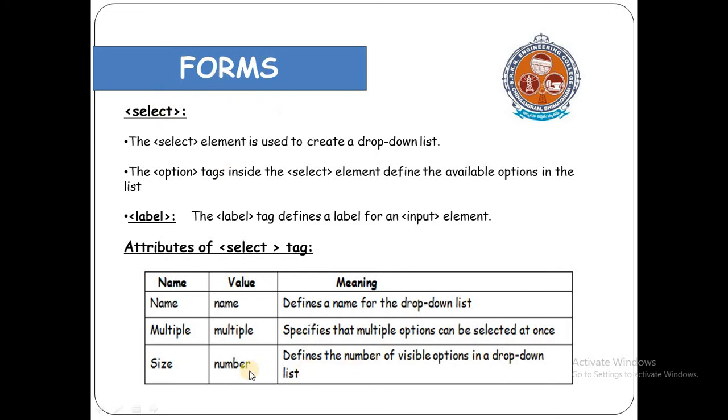Next, size equal to number defines the number of visible options in a drop-down list. If we click on the drop-down list, we may see a thousand options. Use this number: size equal to 10 means it will show 10 options in the list, so it is useful for that.